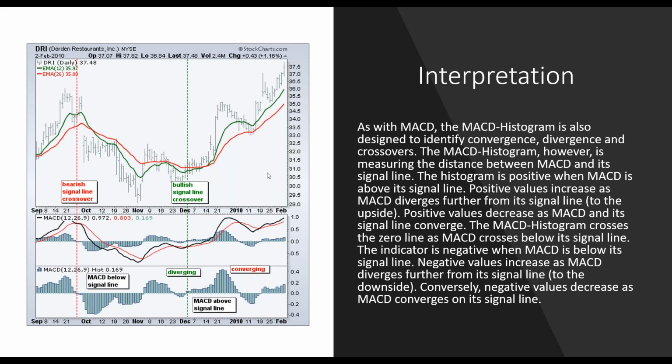So as with MACD, the MACD histogram is also designed to identify convergences, divergences, and crossover. But we simply do that in the peaks and the valleys of the histogram. The MACD histogram, however, is measuring the distance between the MACD and its signal line. The histogram is positive when MACD is above its signal line. Positive values increase as the MACD diverges farther from its signal. The positive values decrease as MACD and its signal line converge.